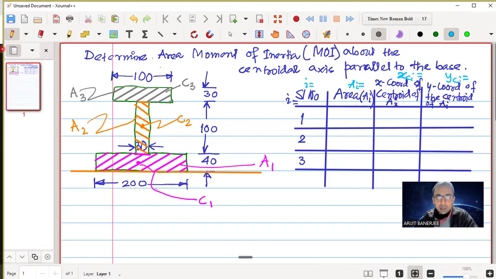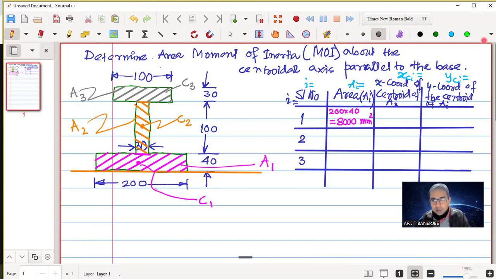So first of all, what is AI? That means for 1, for this magenta shape, what is that? Can you tell? So it is 200 multiplied by 40, which is equal to 8,000 millimeter square. Right? Thank you. Next, A2.